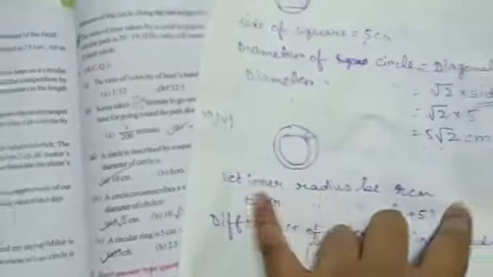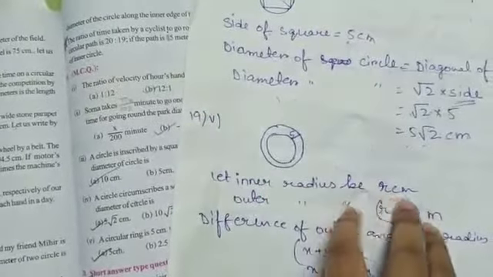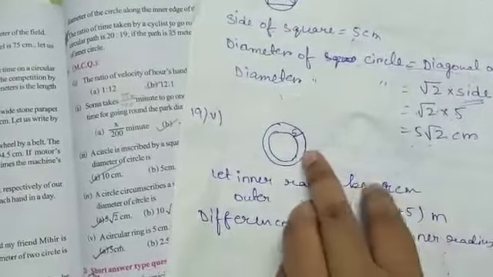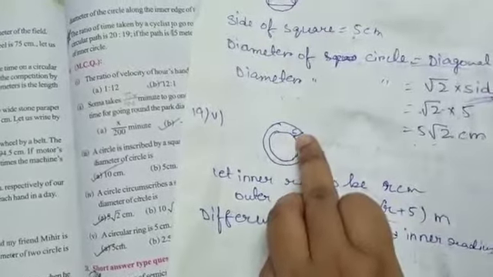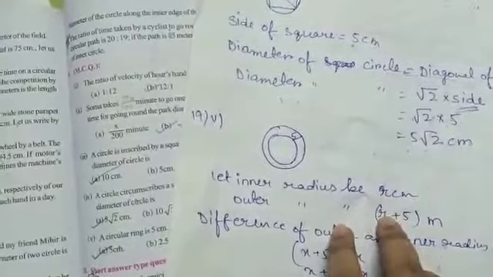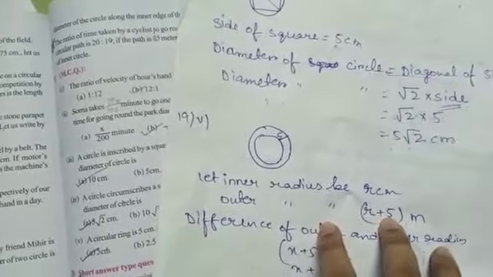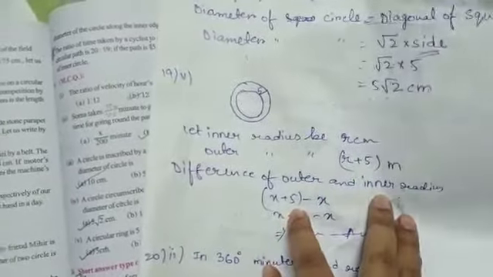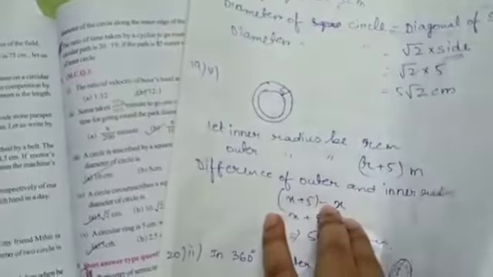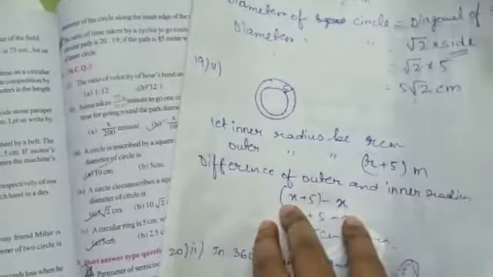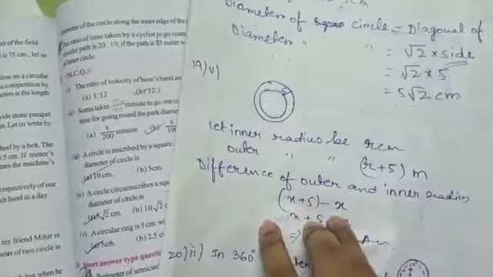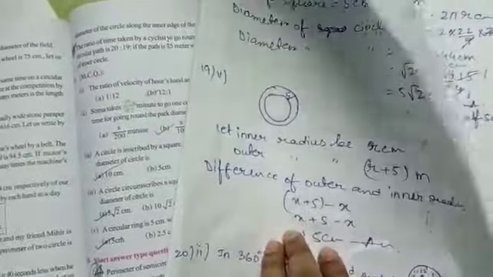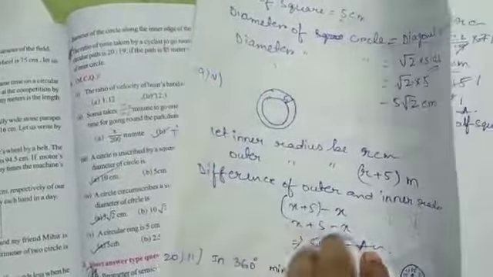We don't know the radius, so let the inner radius be r centimeter. If the inner radius is r centimeter, what will be the outer radius? Inner radius plus width. This is the formula. So r plus 5 is the outer radius. They are asking the difference of outer and inner radius. Difference means subtraction. Outer radius is r plus 5 and inner radius is r. When you open the bracket, plus r minus r will cancel out and you will get 5 centimeter as the answer. Okay, thank you.